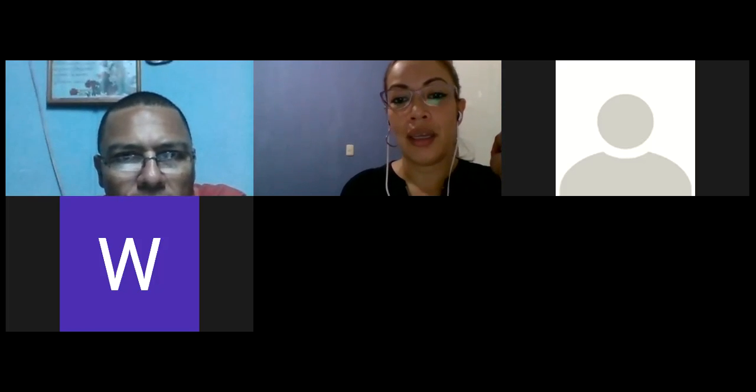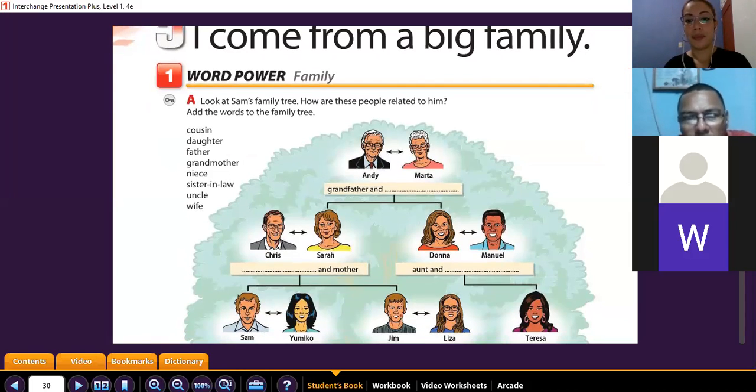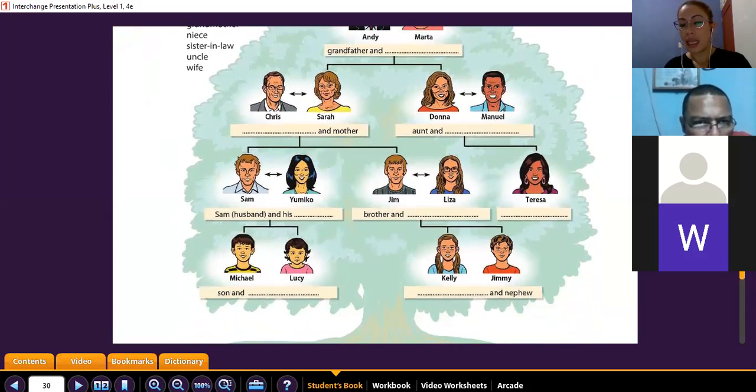Okay. Y luego tenemos los in-law, que son por parte de la familia. Alguien preguntó el significado de niece, ¿verdad? Niece es sobrina. Para masculino, para decir sobrino, es nephew. Este que está acá, nephew. Sobrino. Okay. Sobrina es niece, sobrino, nephew. Okay.